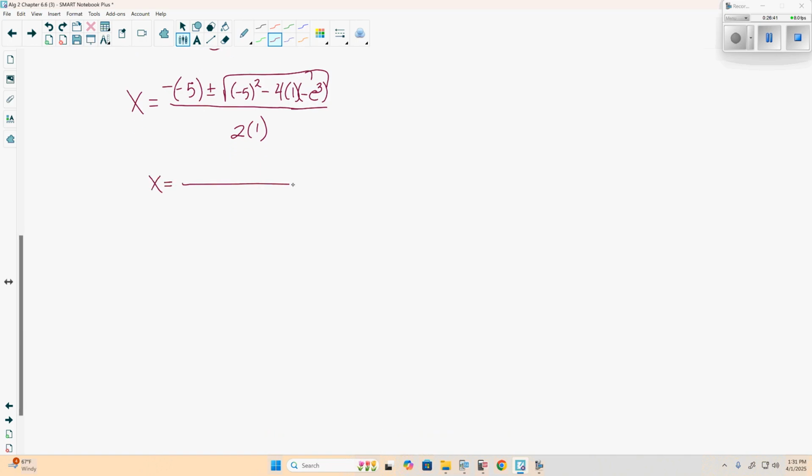At this point here, there's a few things we can clean up. The negative 5 is going to be 5. On bottom, 2 times 1 is 2. Now inside the radical, we can't actually combine the 5 squared and 4 times 1 times negative e to the third because the e to the third is an irrational number. Now negative 5 squared is 25. Our negative 4 times 1 is negative 4 times negative e to the third is going to be plus 4e to the third. So this is as simplified as we can get it without converting to decimals.